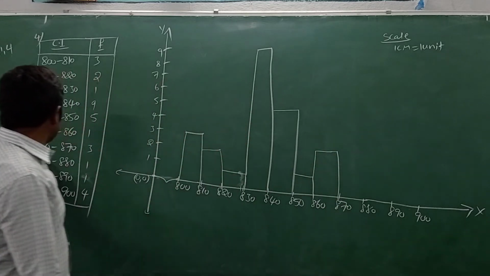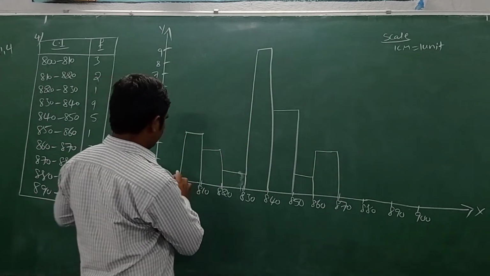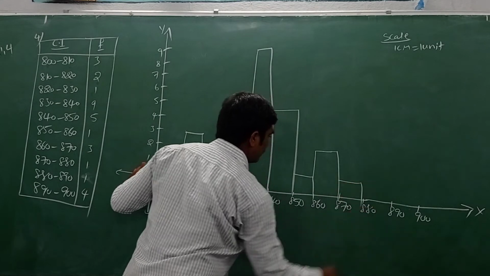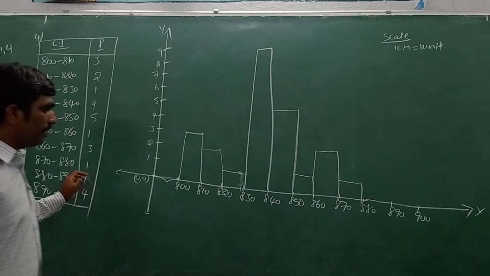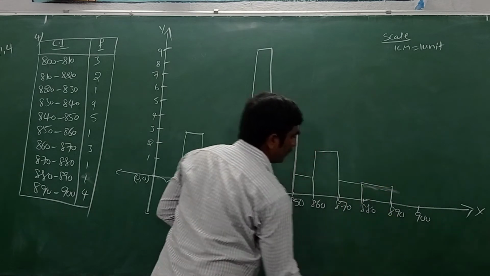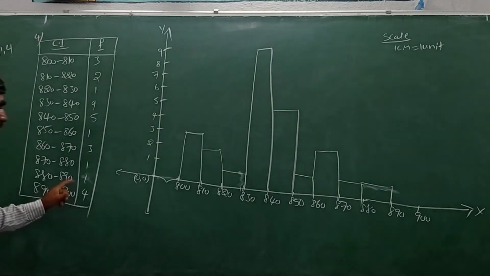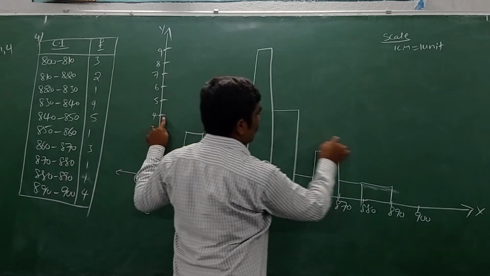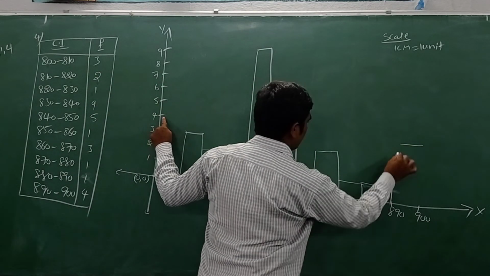Then next, 870 to 880, only 1. Then 880 to 890, again only 1. Next, 890 to 900, we see 4. How many can we see? We can see 4.